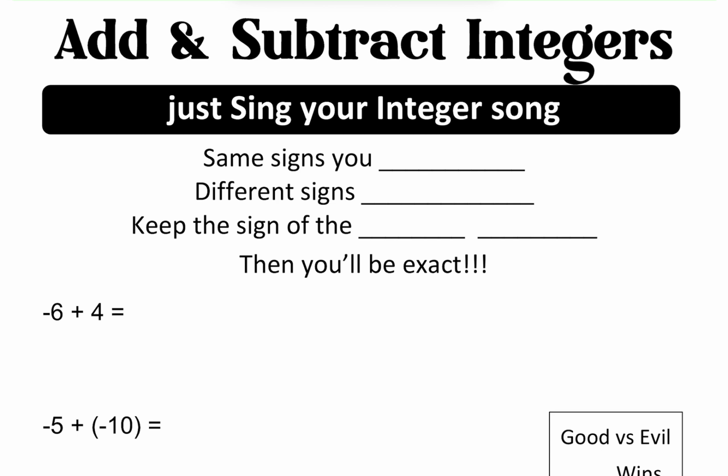So it goes, same signs you add, and by signs I mean if they're both positive or they're both negative. If they're the same, you're going to add them. If you have different signs, so a positive and a negative, you are going to subtract. You keep the sign of the bigger number, so whichever's bigger, then you'll be exact.